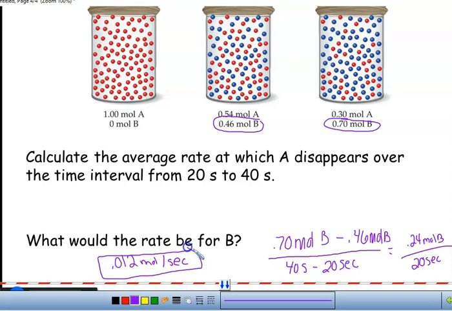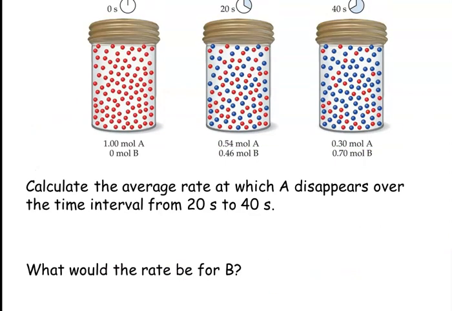But this time it's positive, and the reason it's positive is because, again, A was turning into B. A was going away and B was being made. And this was a 1-to-1 ratio. For every one of those that disappears, one forms. So it makes sense that the rate should be the same. It was a 1-to-1 ratio, and so it should be going at the same speed as one another. All right, that's rate. Not hard.